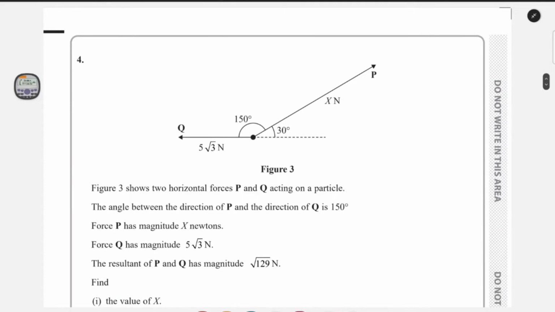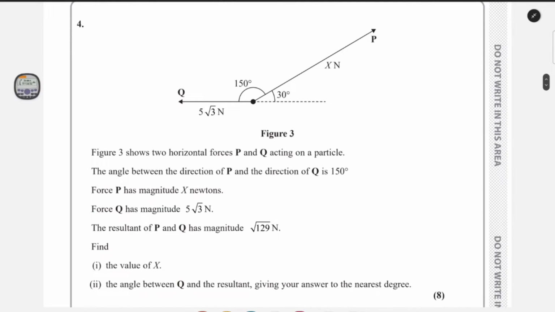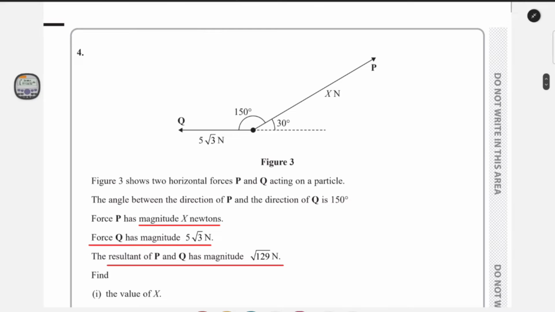Now on to question 4. We are given a force diagram, and from that we have to find x. We are given the resultant magnitude of P and Q, the magnitude of Q, and we have to find the magnitude of P. So we'll have to find the resultant vector of this.